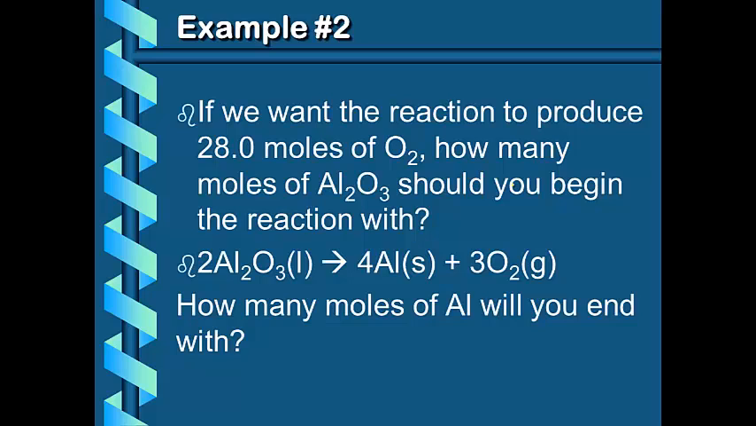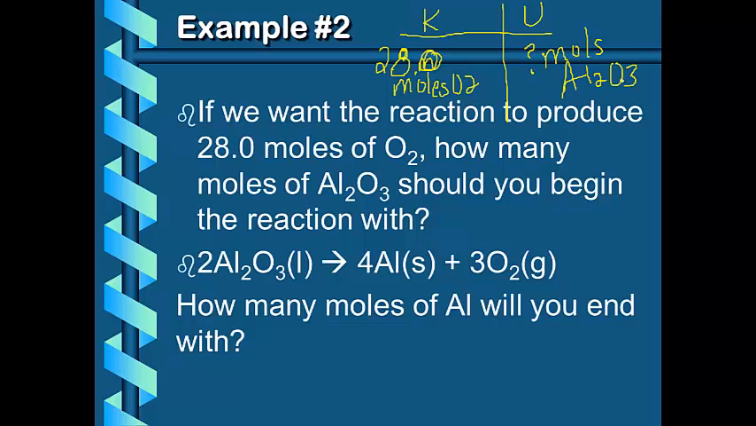All right, let's do one more. It says if we want the reaction to produce 28 moles of oxygen. Okay, so this time I know that I want to get, 28, not 28.0 moles of O2. We write O2 that way because it's found in pairs. We want to know the moles of aluminum oxide.